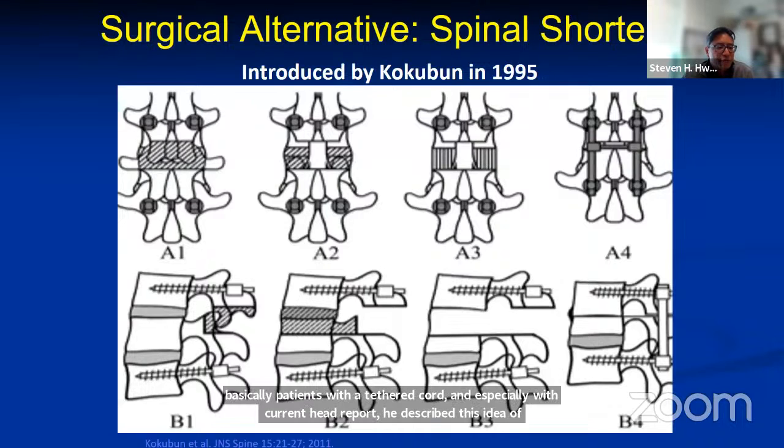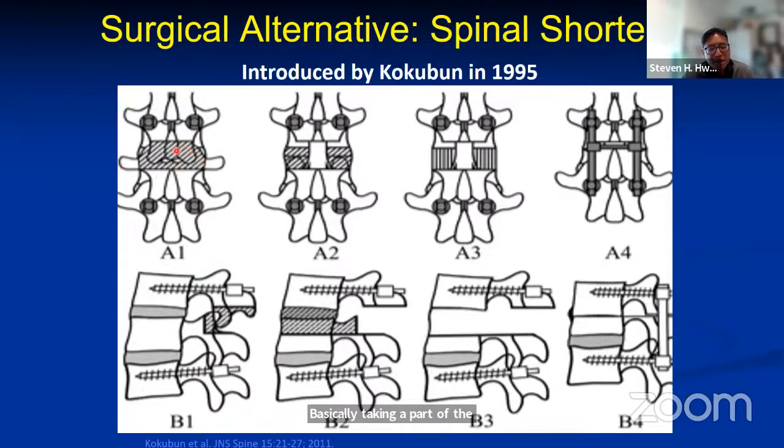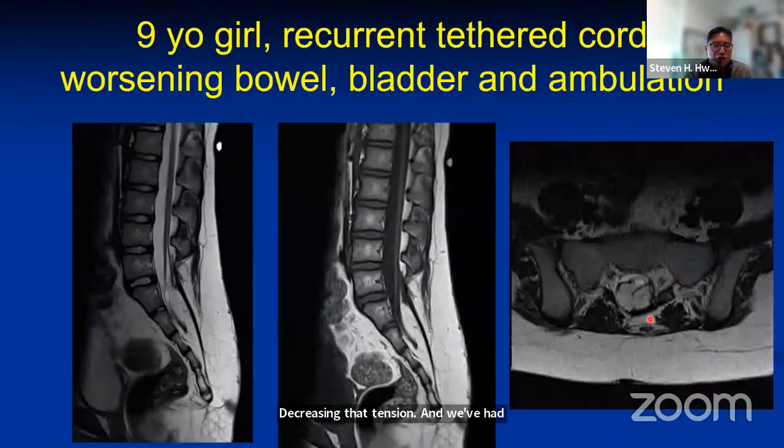basically taking a part of the vertebrae out. So basically, the disc above the pedicle and then closing down. You want one level above, one below, and close down on it, decreasing that tension. And we've had multiple series since then. It's kind of still gaining in traction, but it is a very elegant way to address this.